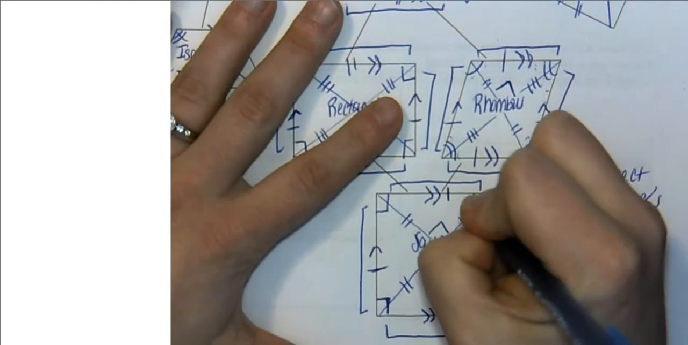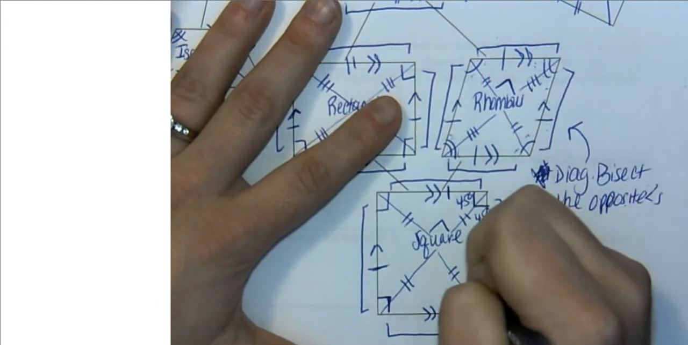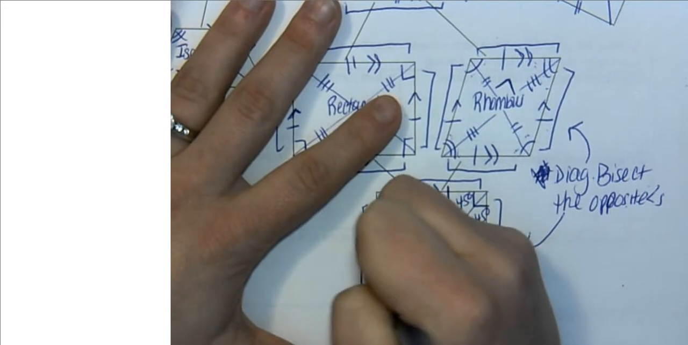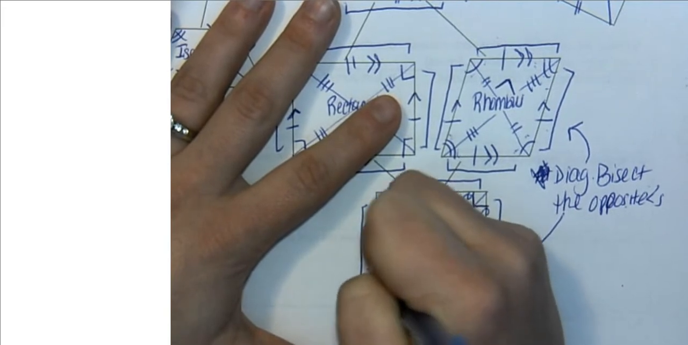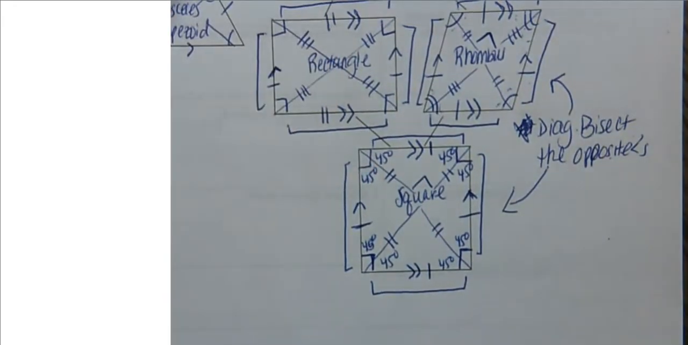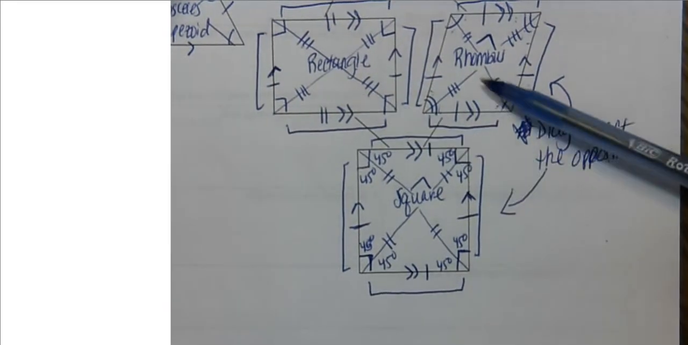So if this is 90 degrees, half of 90 is 45. So we have a bunch of 45-degree angles going all the way around. Every single one of these is 45 degrees. And those are all of the properties that we know of parallelograms, rectangles, rhombuses, and squares.